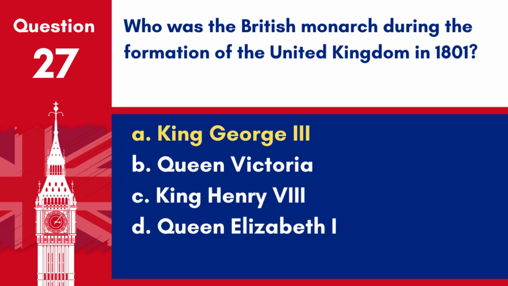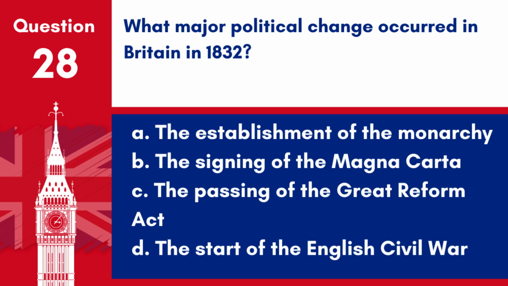Answer: A. King George III. King George III was the monarch during the formation of the United Kingdom in 1801. Question 28. What major political change occurred in Britain in 1832? A. The establishment of the monarchy.